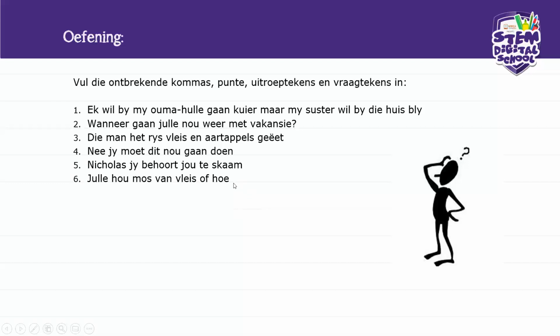Only one thing that sentence needs. Take him to the hospital. He's sick. Correct, Tiana. You are correct. So type the sentence. Jelle hou mos van vleis of hoe? I always talk to myself when I type. It's very funny. There you go.